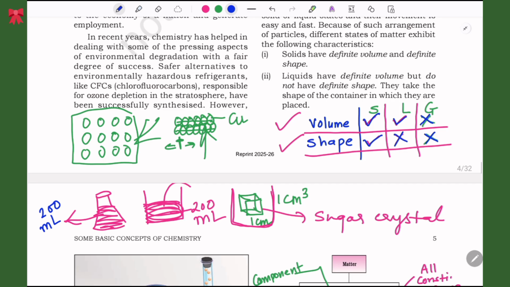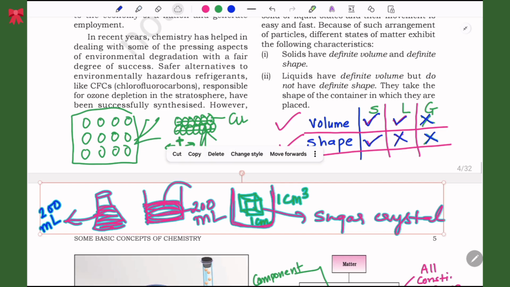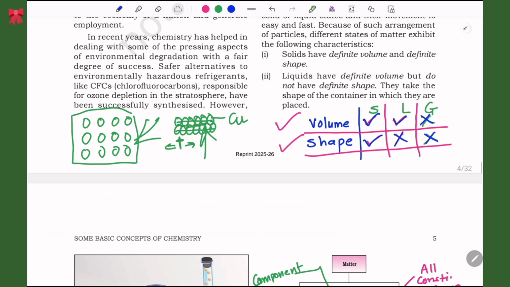Now let's come to the example of a gas. What's going to happen if you take a gas? For that, we'll take an example where you have a container which is squarish in shape, and you put 1 liter of carbon dioxide in it. Naturally, all the gaseous molecules of carbon dioxide are going to occupy the whole volume of this container, and the shape of the gas looks like a square.